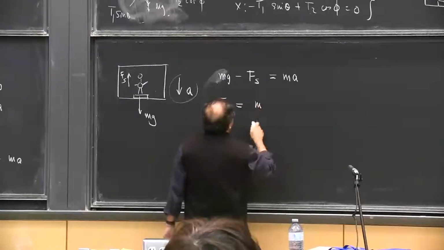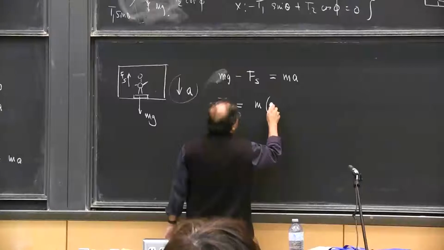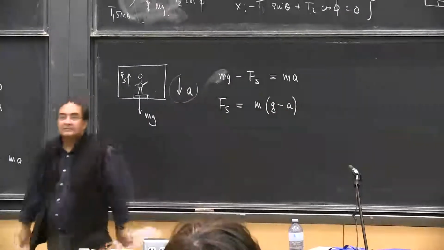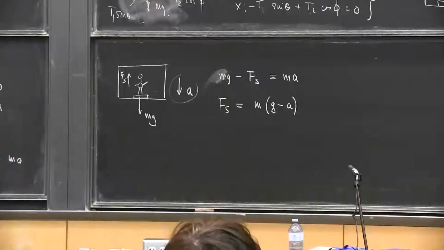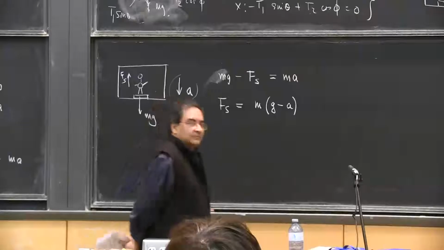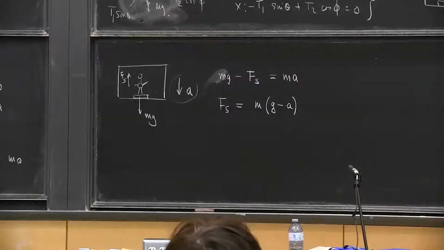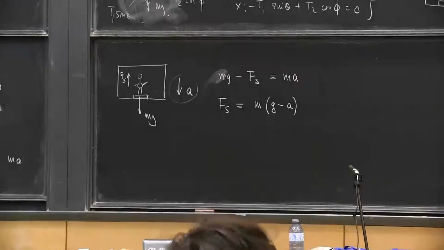I have m times g minus a. So in other words, I will indeed feel lighter. Lighter by how much? Lighter by ma. I can assure you 90% of the class will screw this up if I give it as a quiz on Tuesday. Of course, I won't state it quite the same way.